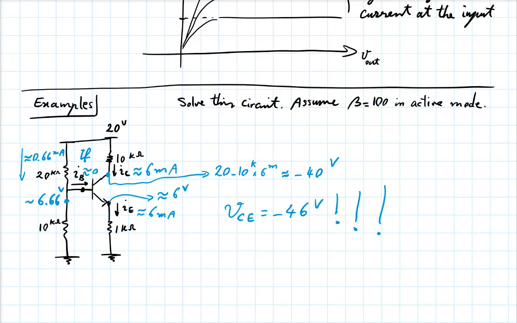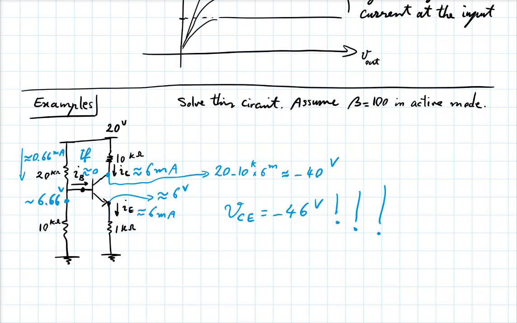But what if, instead of 10K, what if I had 0.5 kilo ohm? Then what would the collector voltage be? It would be 0.5 kilo ohms times 6 milliamps. That would be 3 volts below 20, right? The collector voltage would then be 17 volts. And my VCE would then be approximately 11 volts, way in the active mode, no problem.